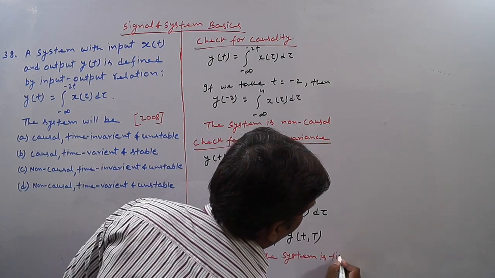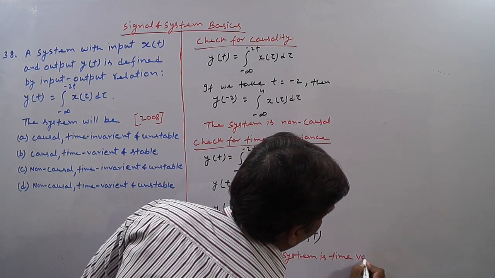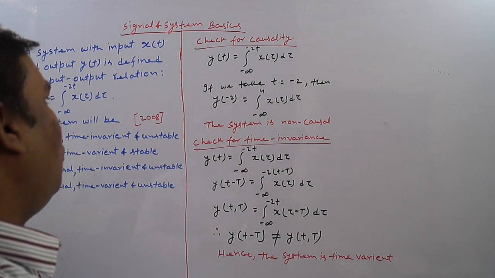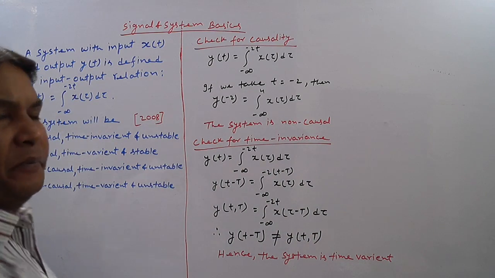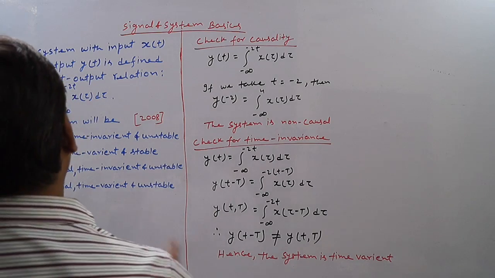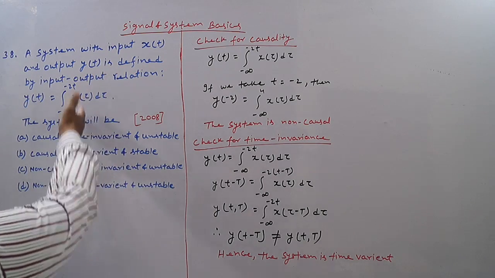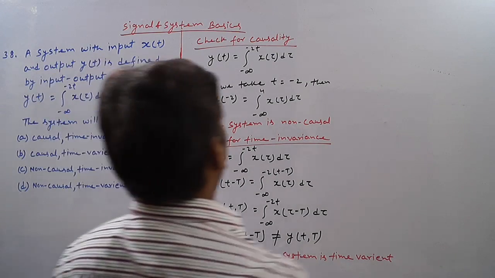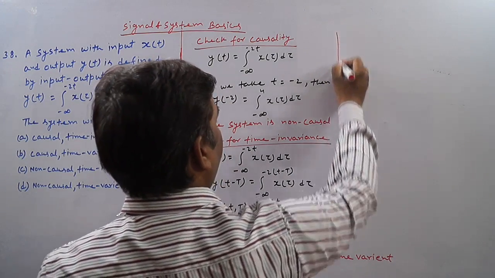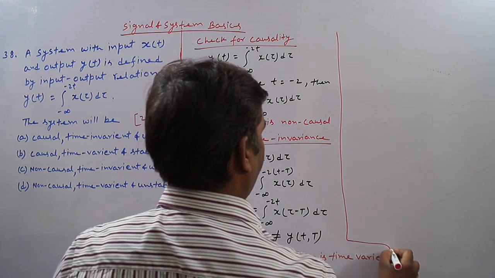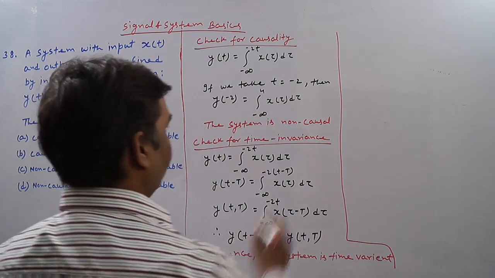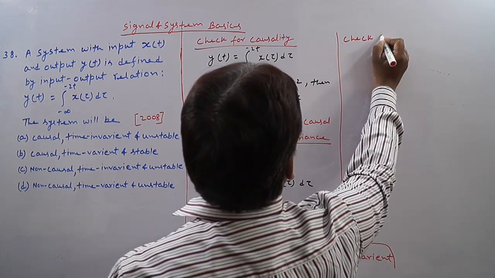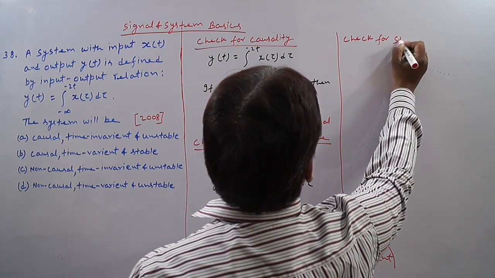Time variant. Okay. Now we are left with one check, that is about stability of the system. So let me write here: check for stability.